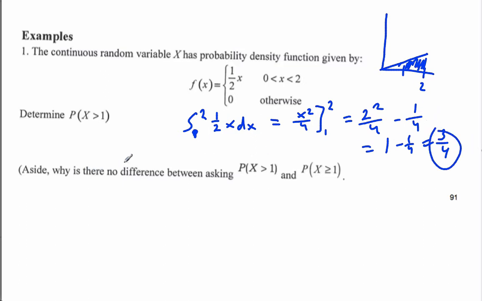Now, aside: why is there no difference in probability between x greater than 1 and greater than or equal to 1? On a continuous probability distribution, effectively, the probability of getting one single value is 0, so it doesn't matter. This area here is pretty much equal to this area, not including that one point there. It's infinitesimally small.